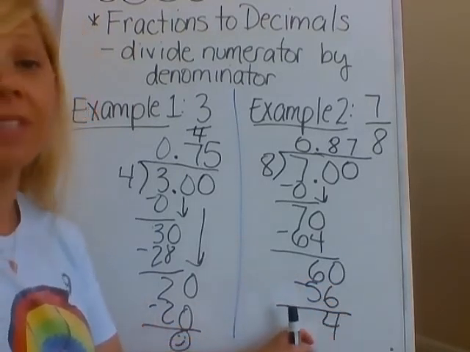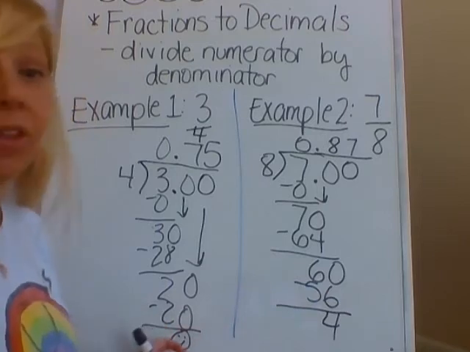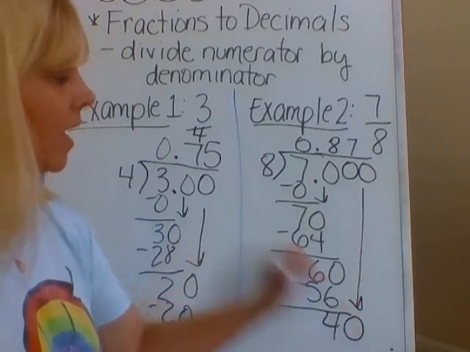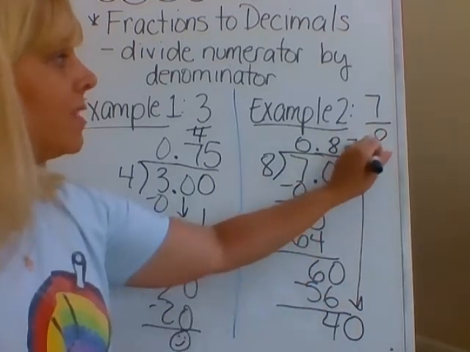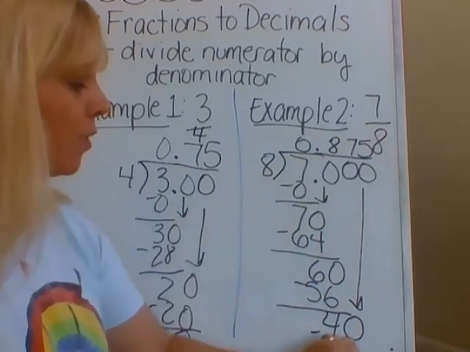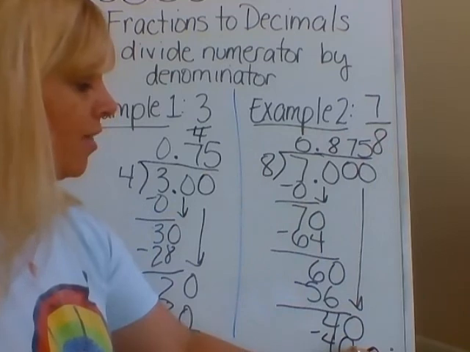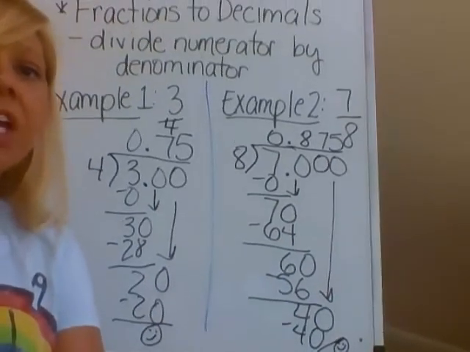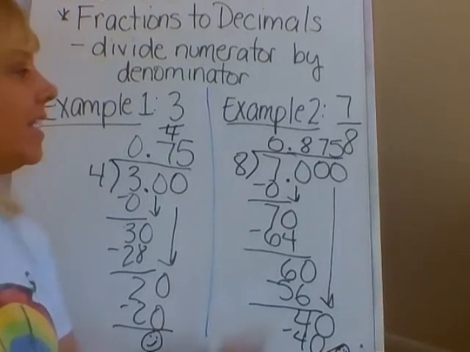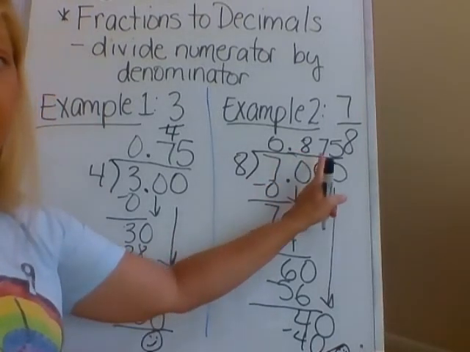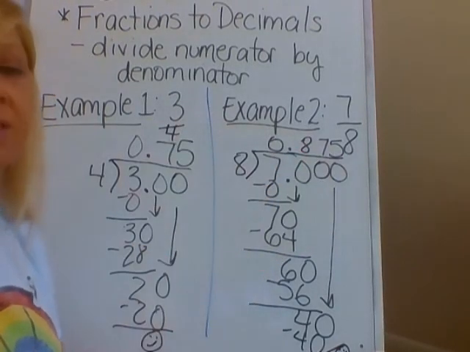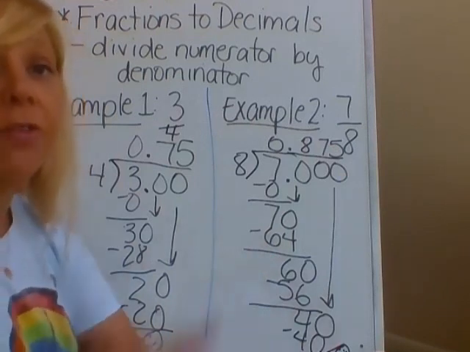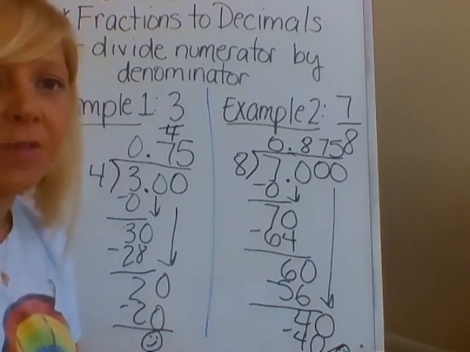Okay, so I have a 4, so that means I need to keep going until I get a 0 at the bottom. Annex another 0. 8 goes into 40 5 times, and 5 times 8 is 40. And now we're left over with nothing left. So I am finished with that example. So 7/8 is 875 thousandths because 5 is in the thousandths spot. And that is how you change fractions to decimals and decimals to fractions.